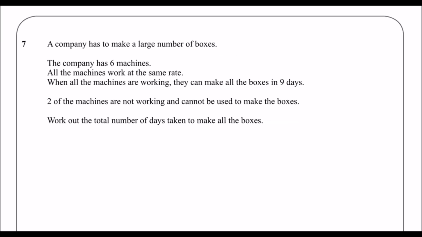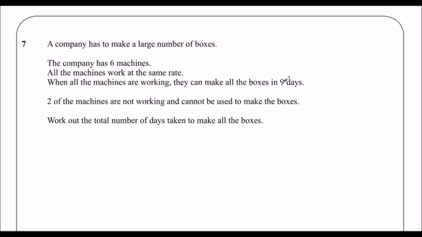Question 7. A company has to make a large number of boxes. The company has 6 machines. All the machines work at the same rate. When all the machines are working, they can make all the boxes in 9 days. 2 of the machines are not working and cannot be used to make the boxes. Work out the total number of days taken to make all the boxes.